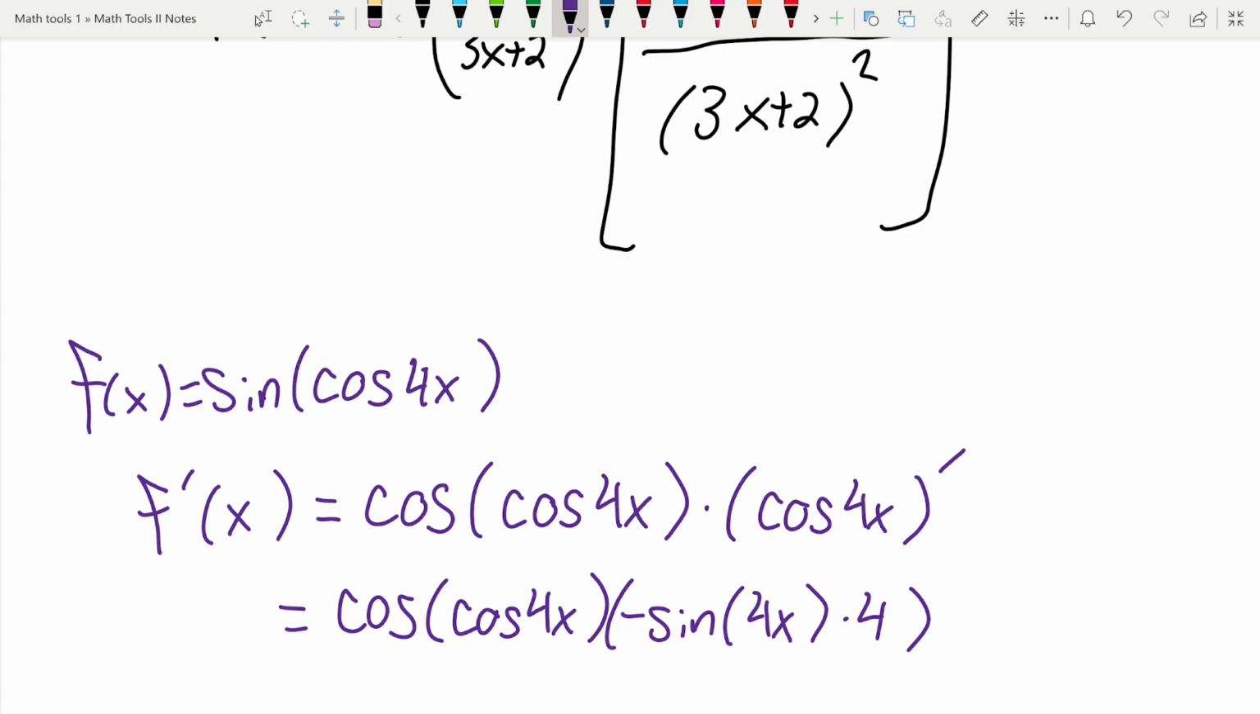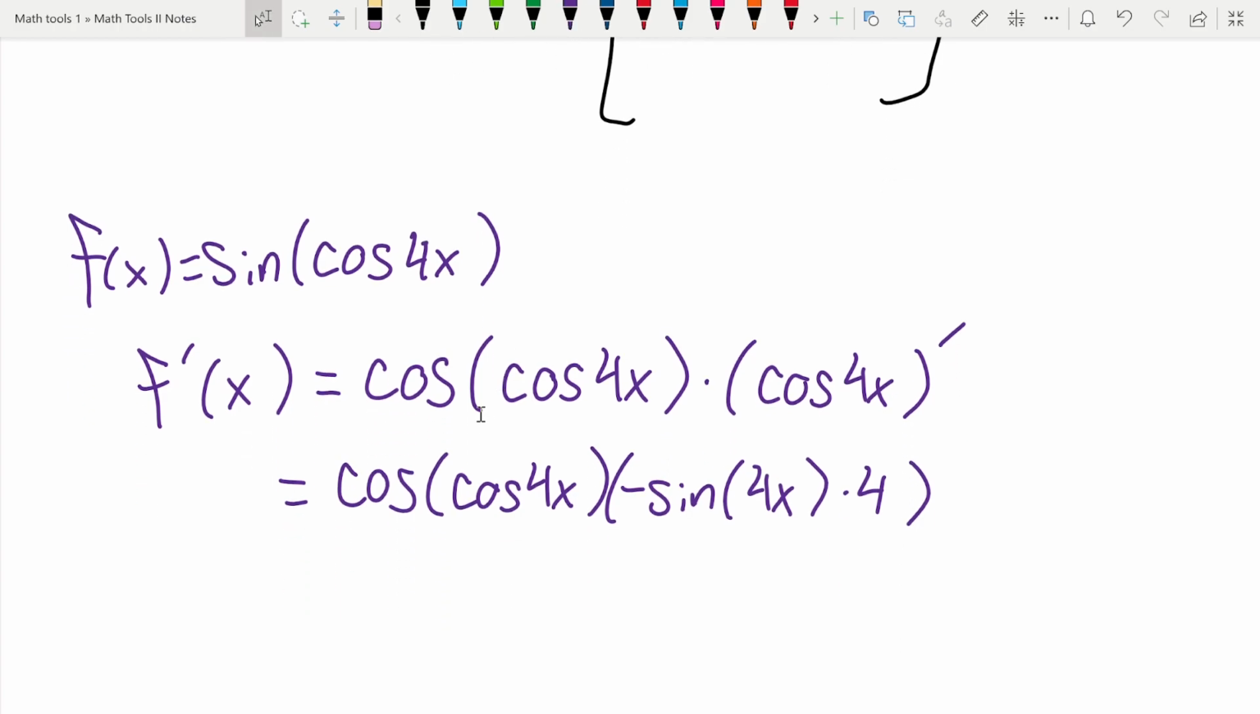So we just want to take it piece by piece and keep taking the derivatives of the inside parts. There's not really a good way to write this, so I'll just leave it like this. But yeah, so cosine of 4x times, we could say negative 4 sine of 4x.